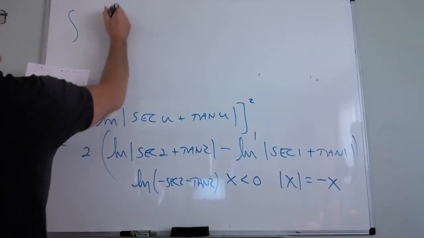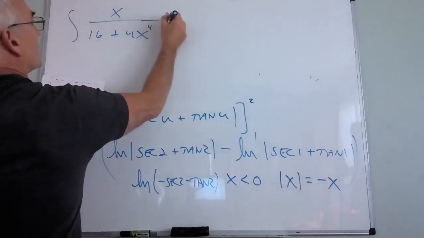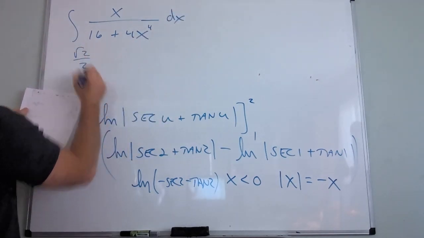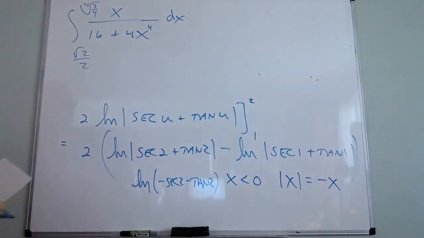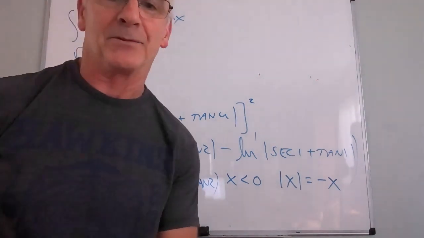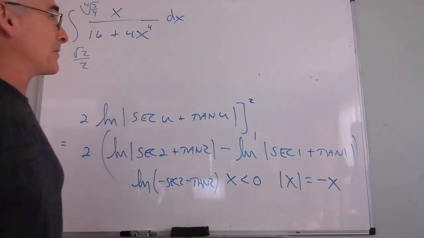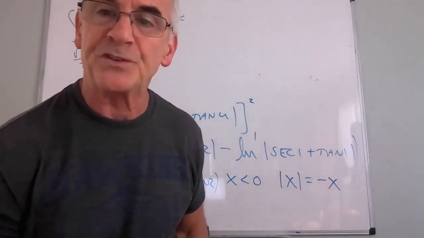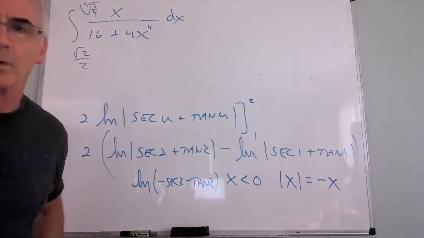The integral of x over 16 plus 4x to the 4th, from root 2 over 2 to the 4th root of 3/4. Lovely limits. Boy, that just looks horrible. That just looks evil. Okay. Everybody got it? Now, when I'm looking at this, I see a polynomial in the denominator. When you see a polynomial in the denominator and you see something in the numerator, what are you hoping for?